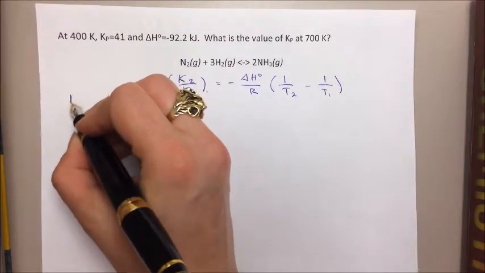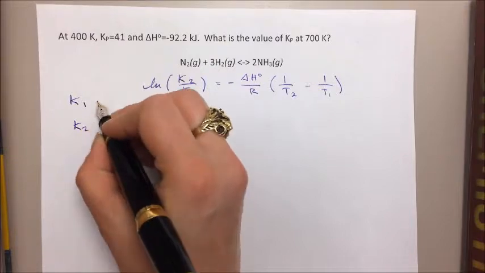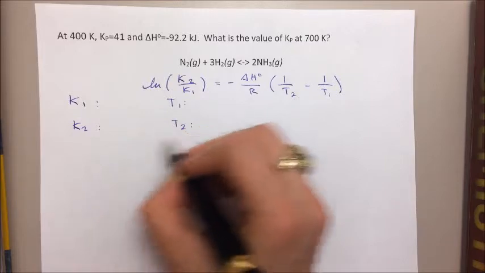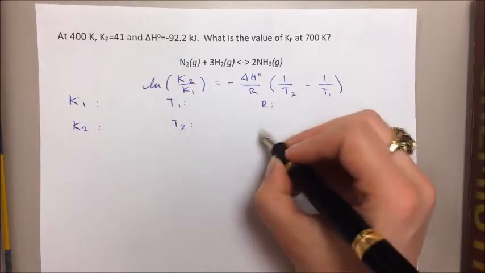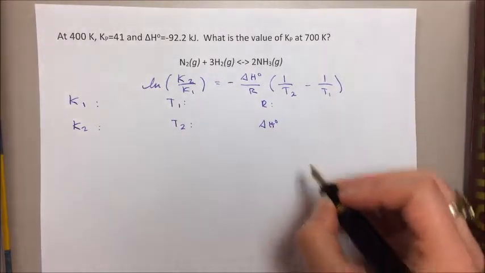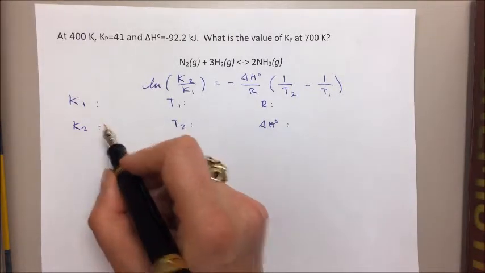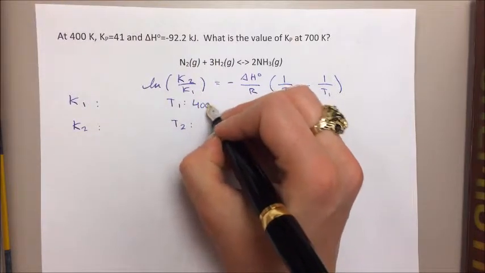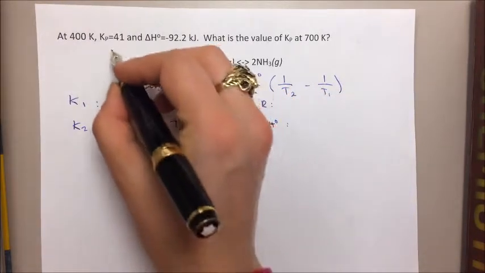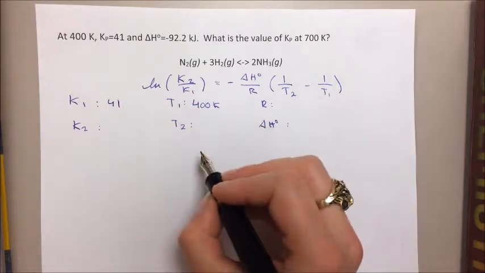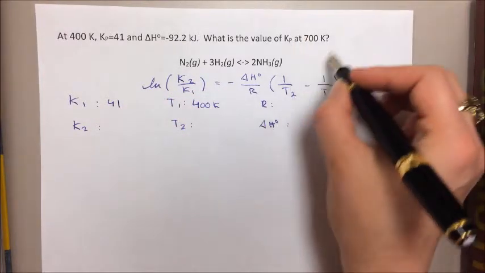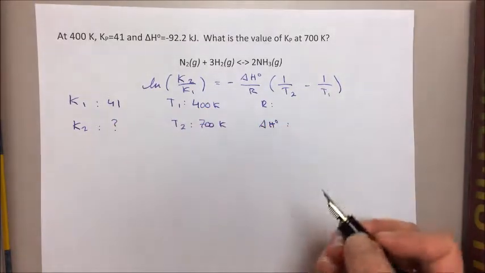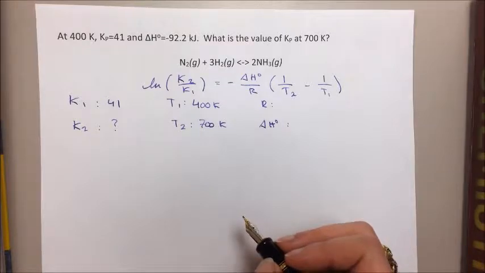So we've got K1 and K2. We've got T1 and T2. Note how I'm matching them. And we've got R, and we've got delta H. So our K1 will match with T1, so that's the one we've already been given. So we've got 400 Kelvin for our T1 matched up with 41 for our K1. Our T2 is that 700 Kelvin. And we don't know the K2. That's what we're going to try and solve for.